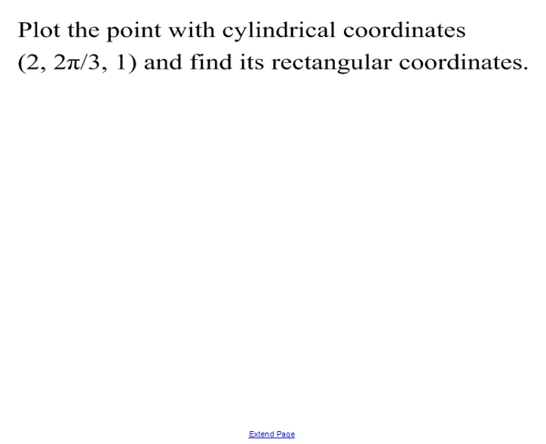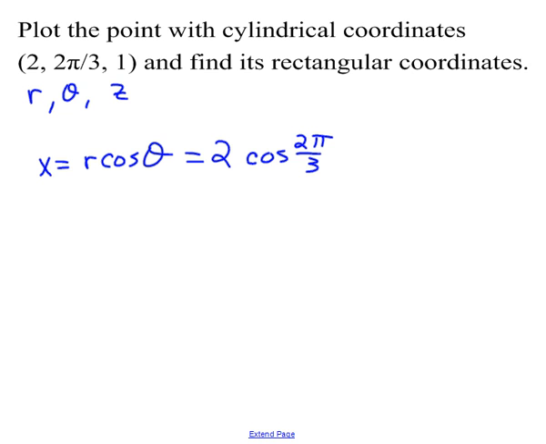All right, so now we're going to look at actually changing coordinates from cylindrical to rectangular. So here I have my cylindrical, and remember this is my r, this is my theta, this is my z. And what I know is that x equals r cosine theta, same as in polar. So that's going to be 2 cosine of 2 pi over 3. And cosine of 2 pi over 3 is negative 1/2, and I get negative 1 for my x coordinate.